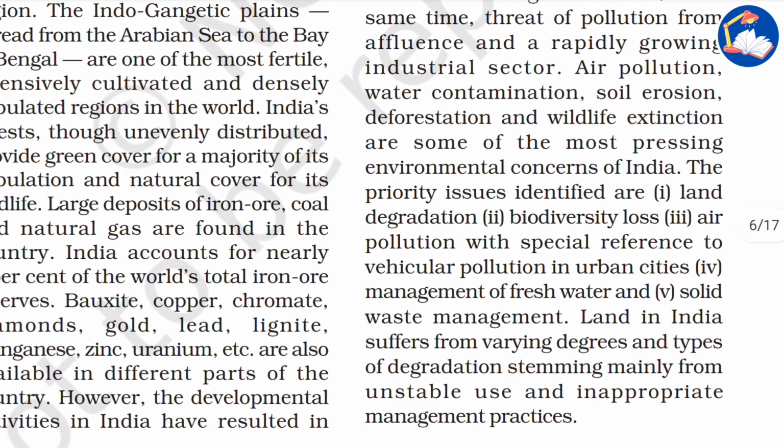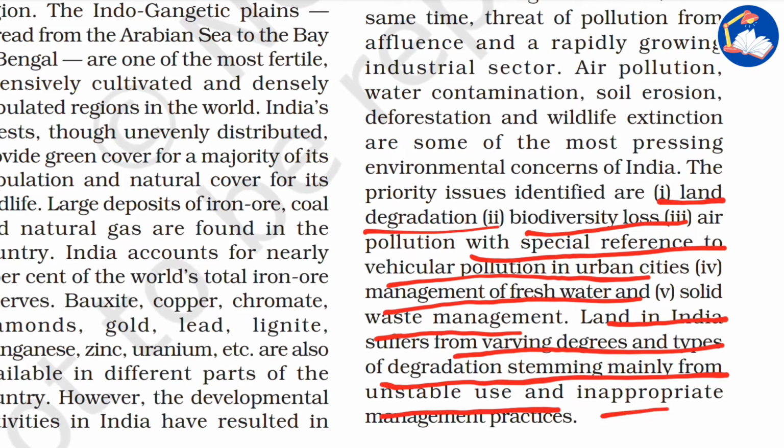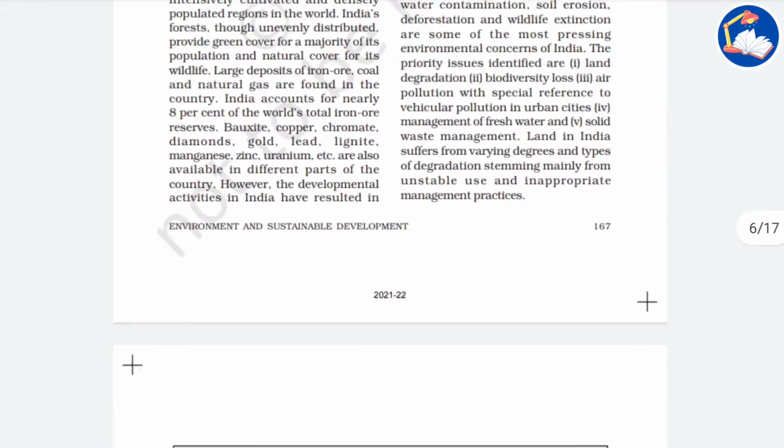The priority issues identified are land degradation, biodiversity loss, air pollution with special reference to vehicular pollution in urban cities, management of fresh water, and solid waste management. Land in India suffers from varying degrees and types of degradation, seemingly mainly from unsustainable use and inappropriate management practices.